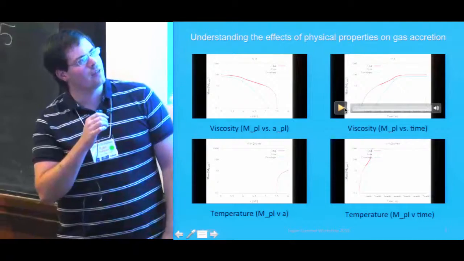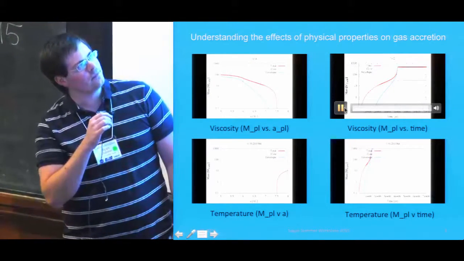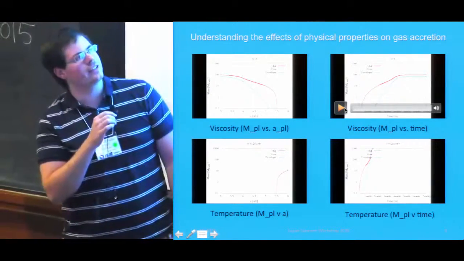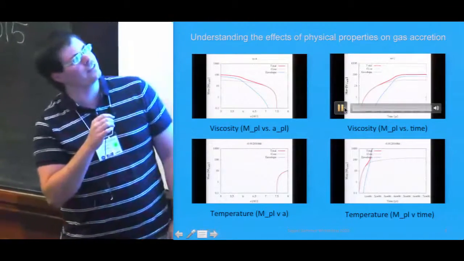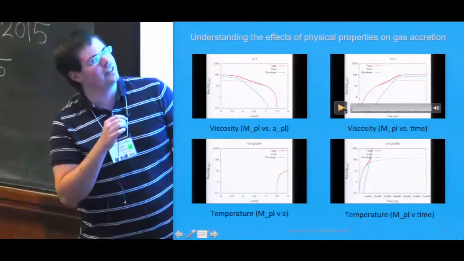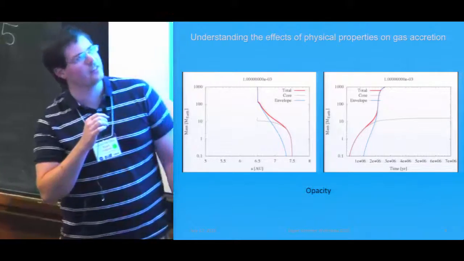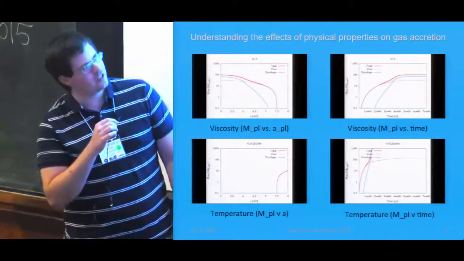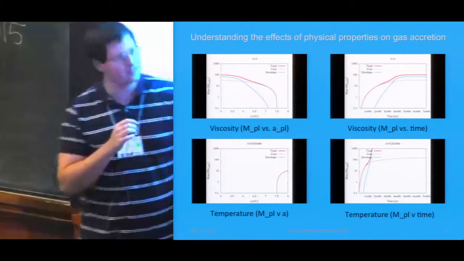And then if you go on the right here, we've got the same viscosity variation, but this is a plot of mass of the planet versus time. And you can see a little bit of variation in gas accretion, and if you look really closely, a little bit of variation in the core accretion, but not a lot there. So viscosity didn't have a huge impact.